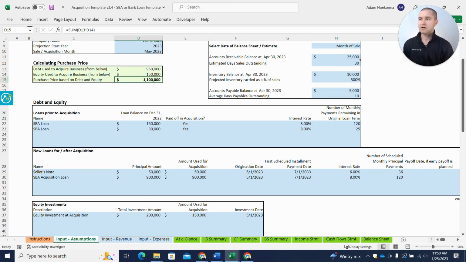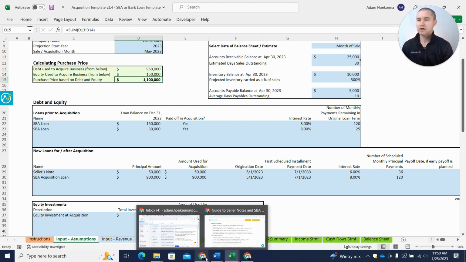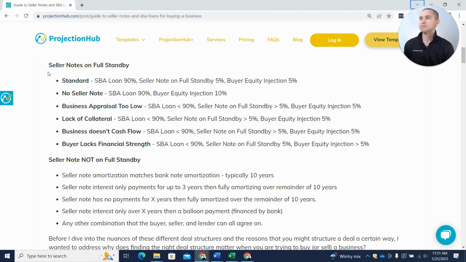Now, there are all sorts of reasons why the SBA or the bank lender might not be willing to finance the full 90% of the deal. And I wrote a blog post about some different scenarios here that I'm just going to pull up. So the standard that we've been talking about is that the SBA loan finances 90%, seller note on full standby of 5%, buyer equity injection of 5%. You could also have no seller note, where the buyer just puts in the full 10% equity.